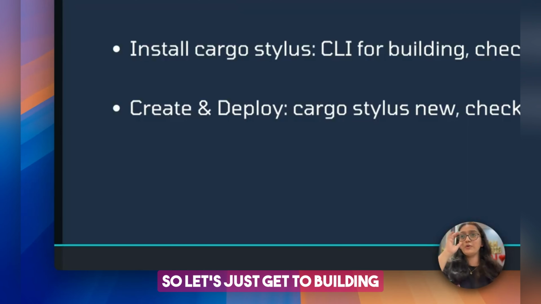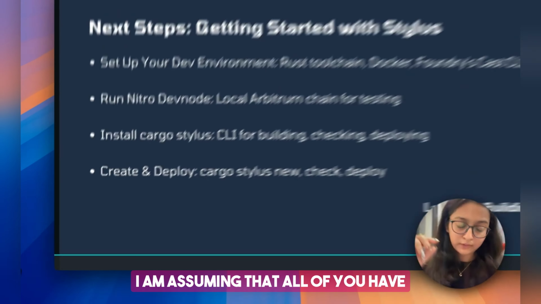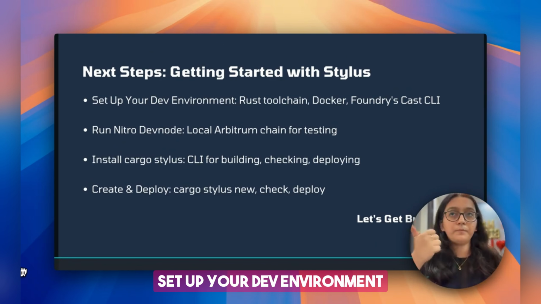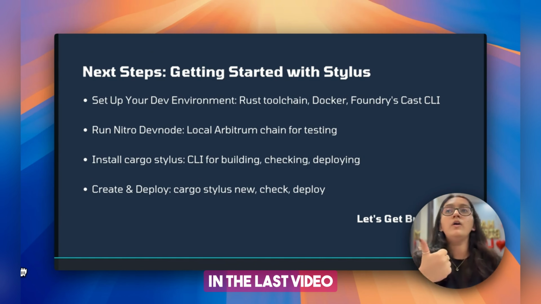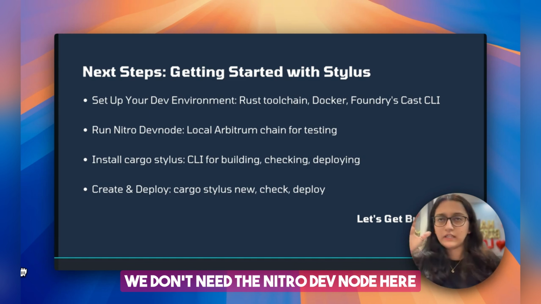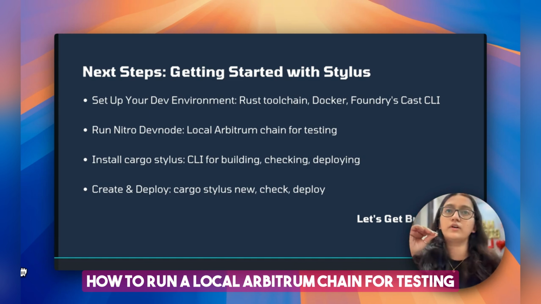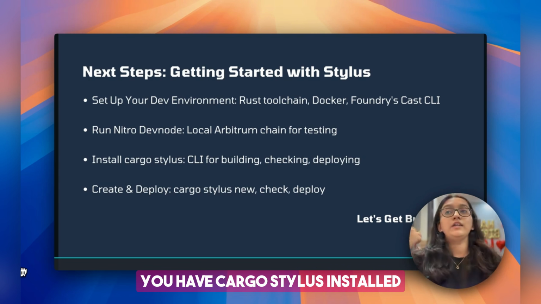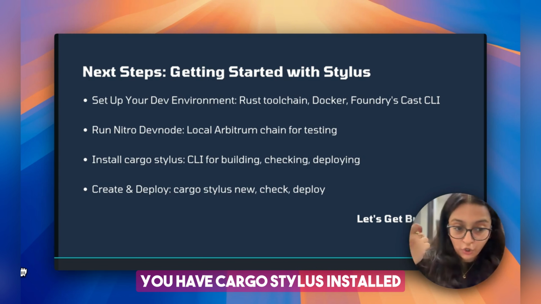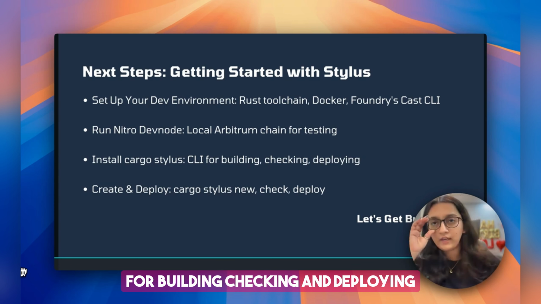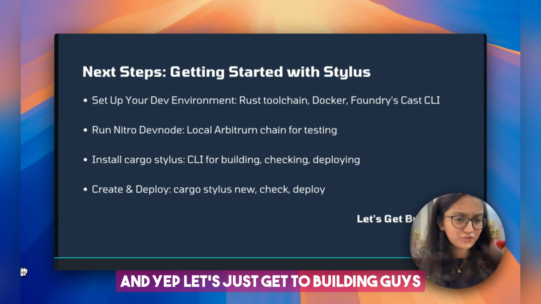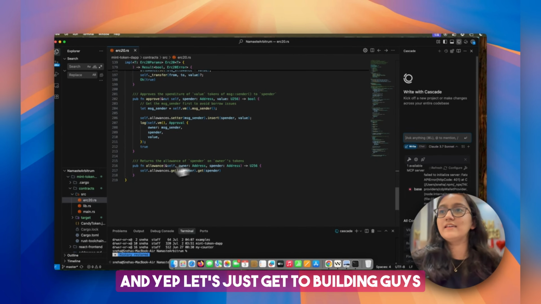So let's just get to building. I am assuming that all of you have set up your dev environment because we showed that to you in detail in the last video. We don't need the Nitro dev node here, but you know how to run a local Arbitrum chain for testing. You have Cargo Stylus installed because that's what we're going to use heavily for building, checking, and deploying. And yep, let's just get to building, guys.